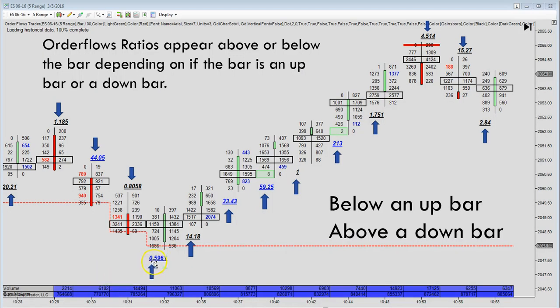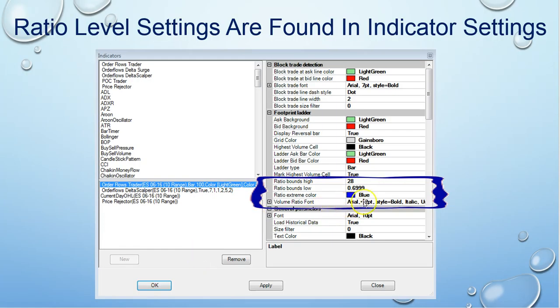So if it's a number like this one, 0.59, that's a ratio bounds low. That's a number that's below this. So what you're looking for is a number above the ratio bounds high and a number below the ratio bounds low.